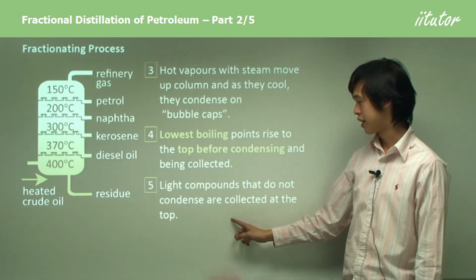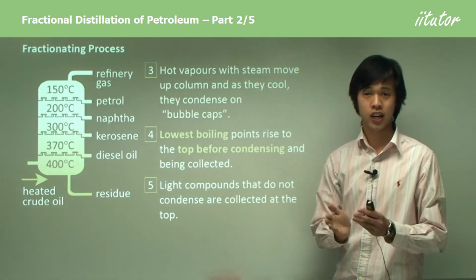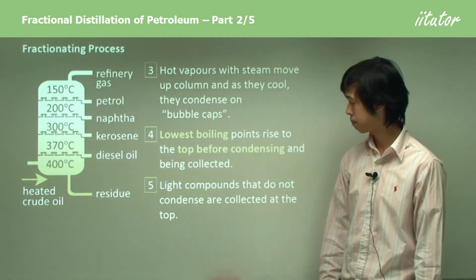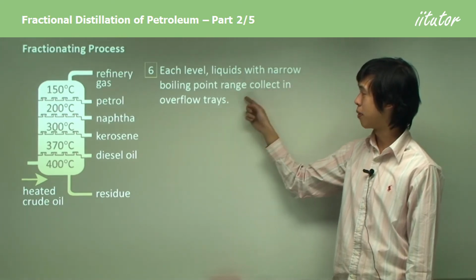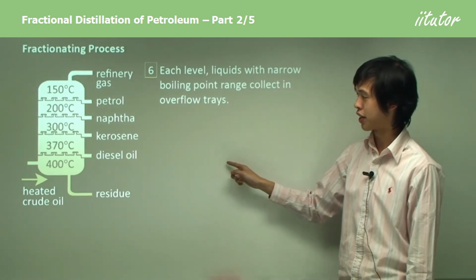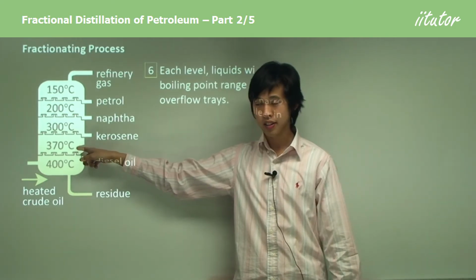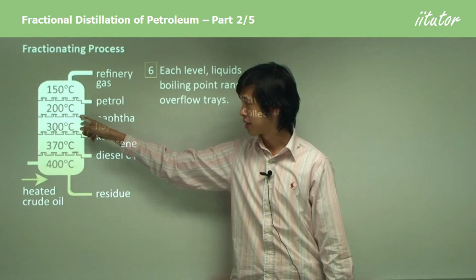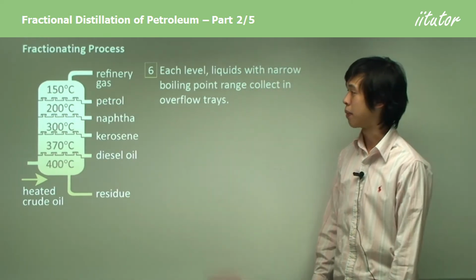So light compounds that do not condense are collected at the top. So those refinery gases, very short chain hydrocarbons. And at each level, liquids with narrow boiling point ranges collect in the overflow trays. So when they reach the point where they can condense, they condense on these bubble caps and then sort of flow out, because you're getting a bit of an overflow situation happening.